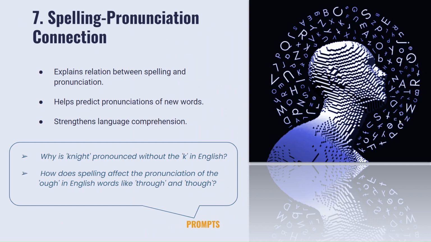We have spelling pronunciation connection. So explain the relation between spelling and pronunciation, and helps predict the pronunciation of new words, so that yes, I learn how to pronounce these words, but now if I find the same sound in other words, I will be able to pronounce it. So why is night pronounced without the K in English? Or how does the spelling affect the pronunciation of O in English words like through and though?